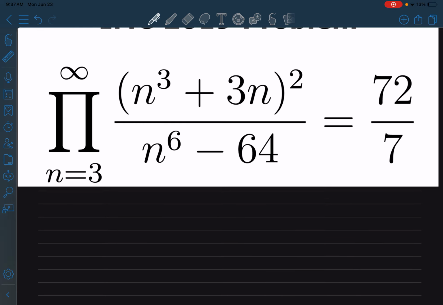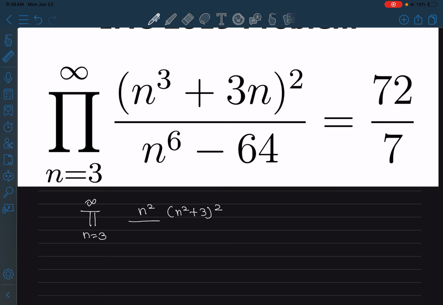Numerator is straightforward, but for denominator, you have to make quite a few factorizations. Let's see how we do that. So this is a product from n equals 3 to infinity. In the numerator, you can just take n common, and then because there's a square, you will have n square, and then n square plus 3 whole square.